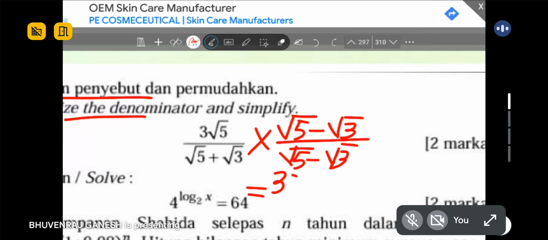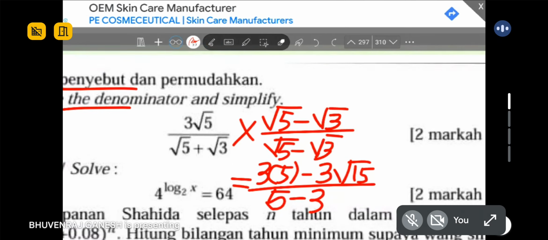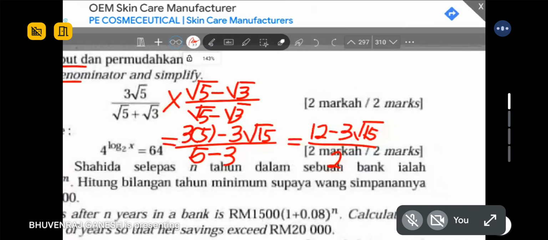You will get 3 times 5 minus 3 surd 15 over 5 minus 3. So this will be your answer. So you get 12 minus 3 and then what else? Divide 3. Okay. Surd 15 you cannot simplify, guys. So you just leave it like that. So this is your answer, guys.